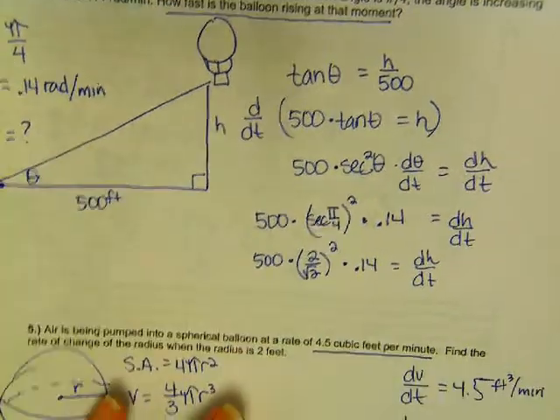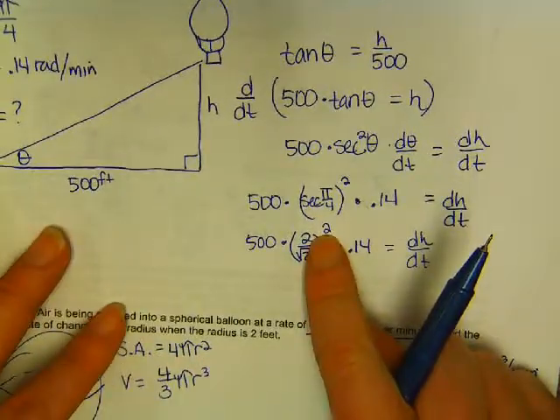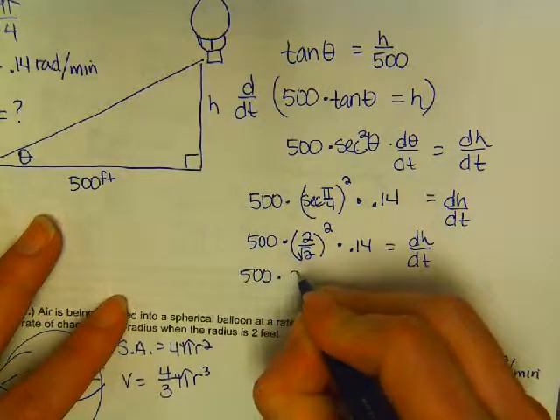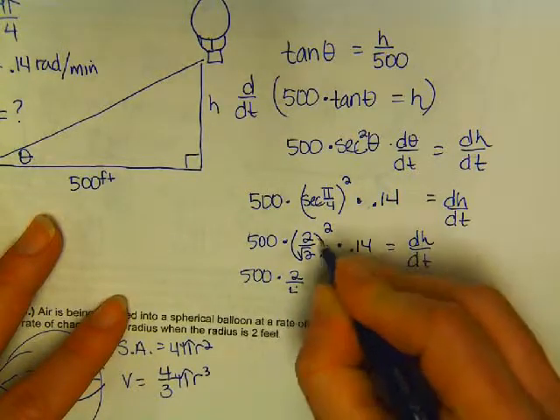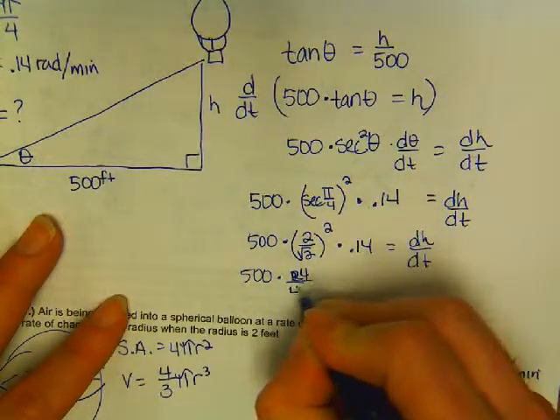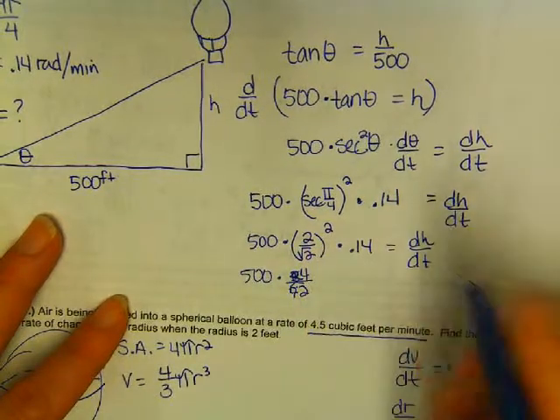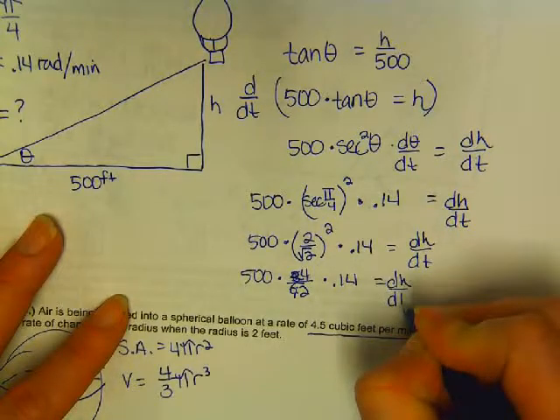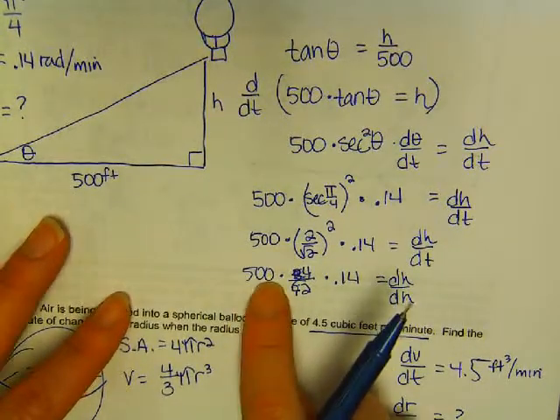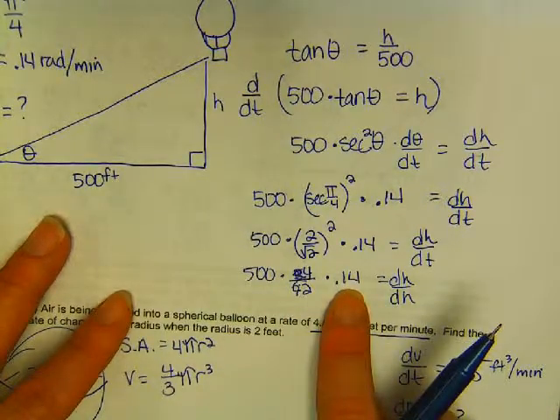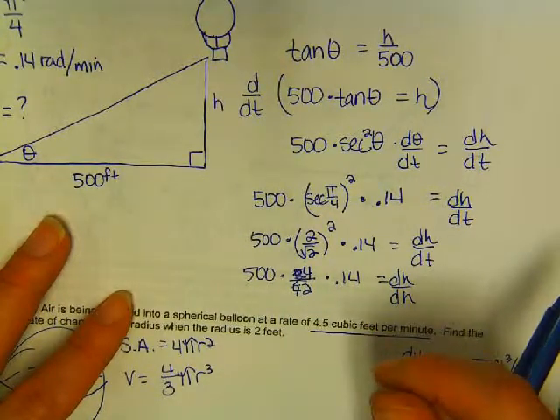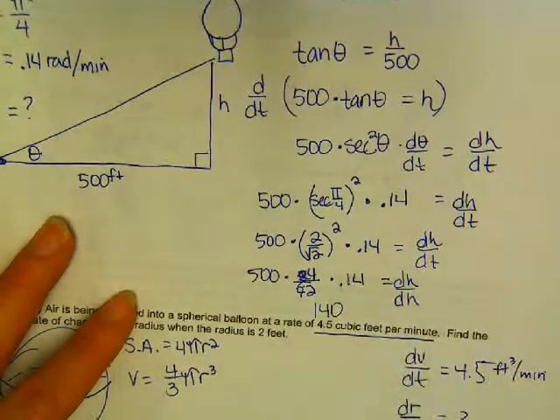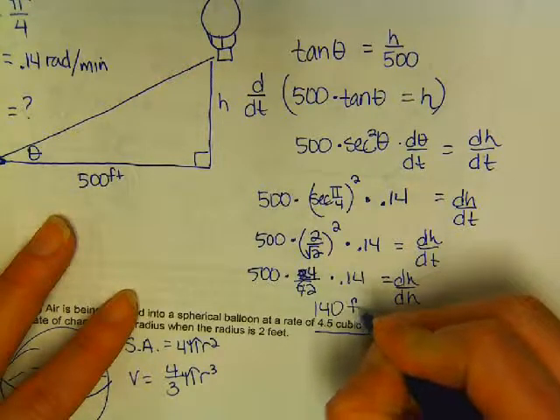All right. Let's square it. Square the top. What's 2 squared? 4. 4 over 2, right? What's 4 over 2? 2. 2 times 500 is 1,000 times 0.14 is? We can algebra. Feet per minute.